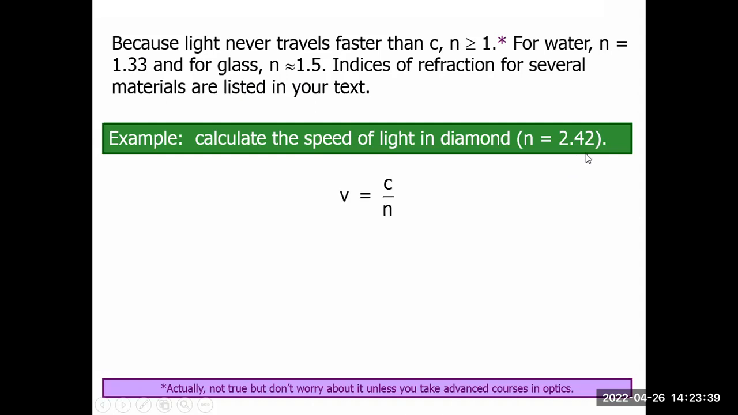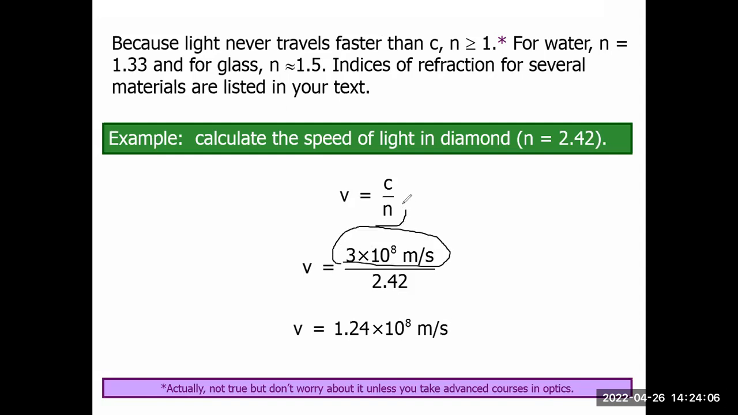So v is equivalent to c over n. So ganyan lang. So 3 times 10 to the 8 m/s over 2.42. Idi-divide mo lang siya. So makukuha natin is 1.24 times 10 to the 8 m/s. So ganyan lang ang pag-compute natin for the speed of light. Indicated na yung c, na naka-default. Tapos yung n natin, mag-iiba siya depende sa materials. So for example, for diamond is 2.42.